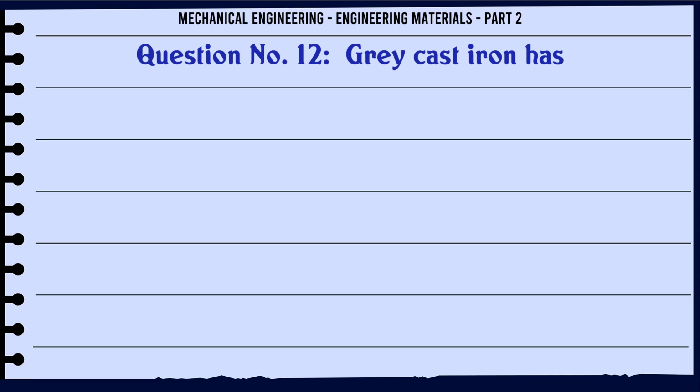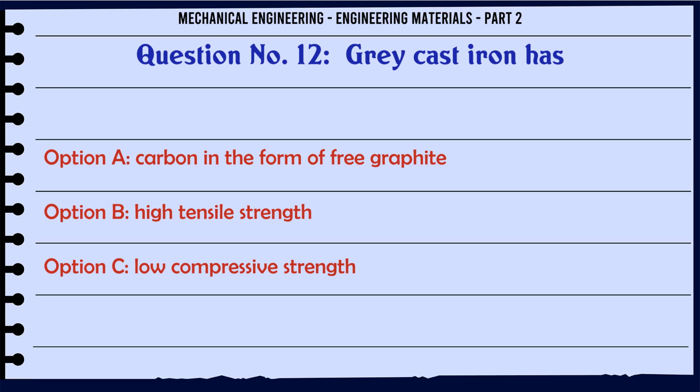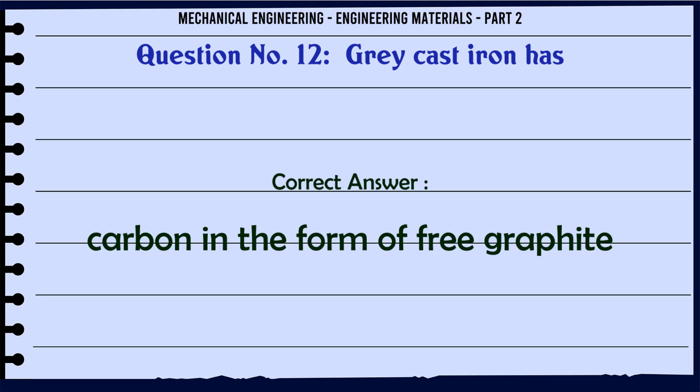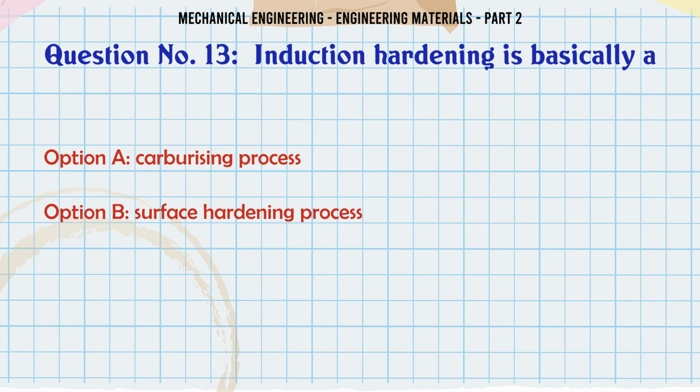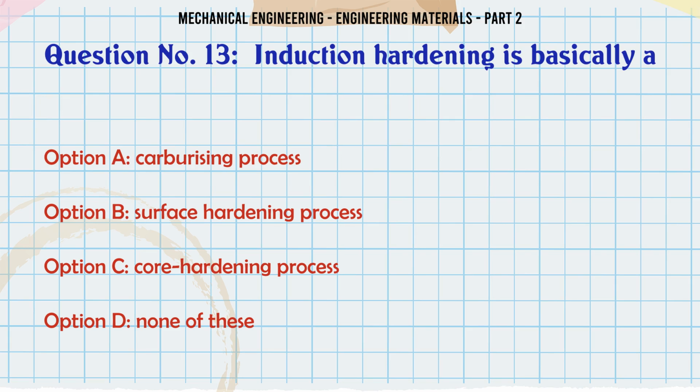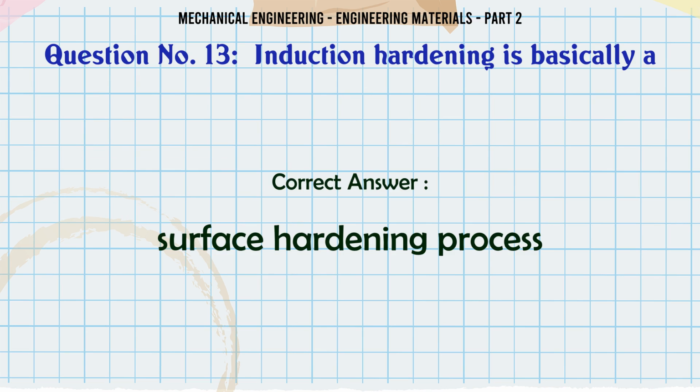Gray cast iron has A. carbon in the form of free graphite, B. high tensile strength, C. low compressive strength, D. all of these. The correct answer is carbon in the form of free graphite. Induction hardening is basically A. carburizing process, B. surface hardening process, C. core hardening process, D. none of these. The correct answer is surface hardening process.